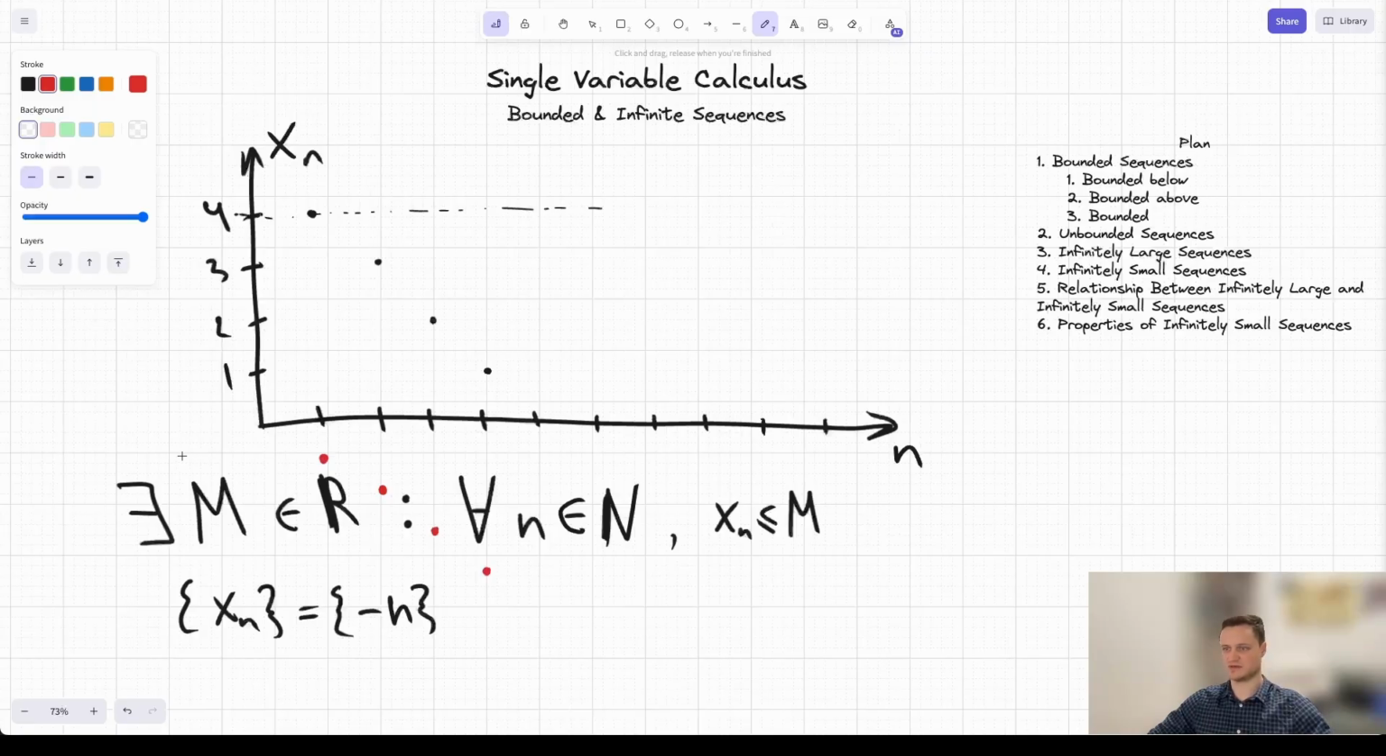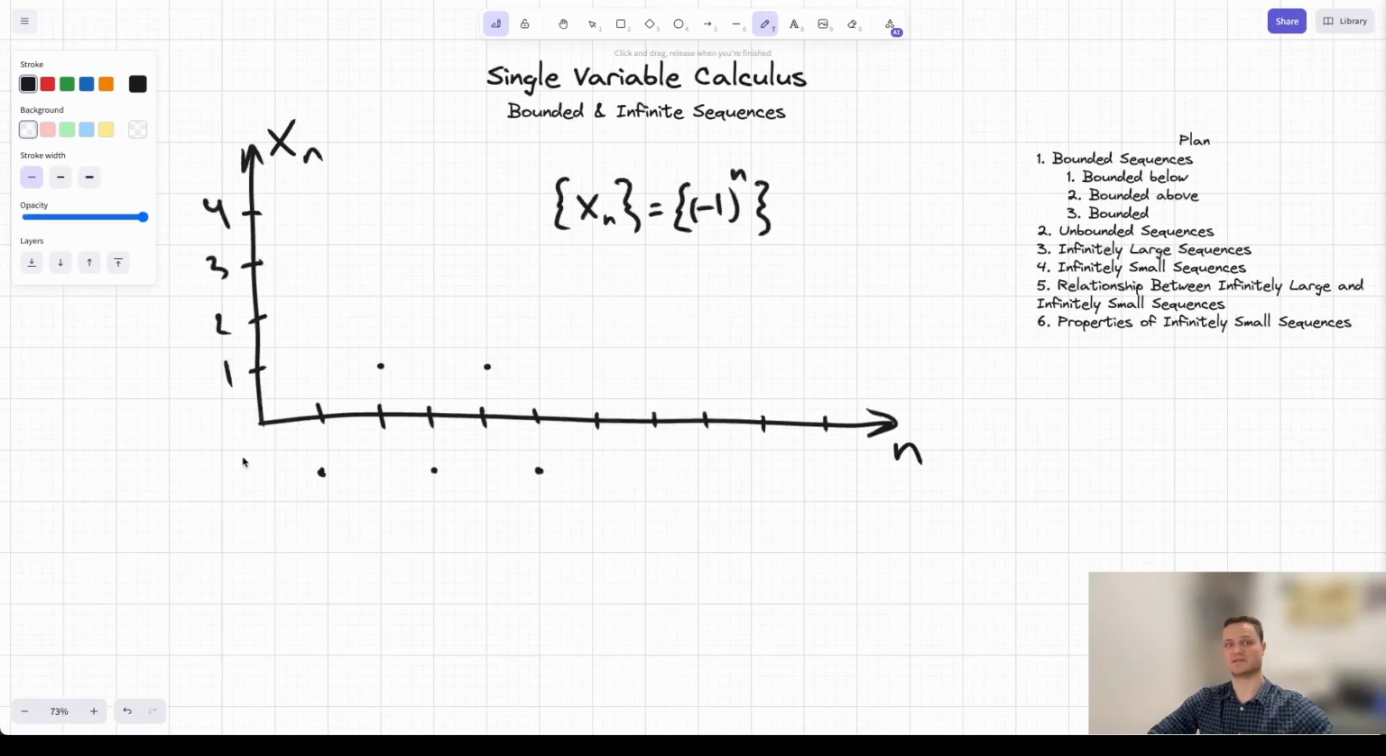And you can see that this is bounded above by -1. So this means that this sequence is bounded above. Finally, last but not least, a sequence is bounded if it is both bounded above and bounded below. This means that all terms of the sequence are trapped within a certain interval. Here is an example of such a sequence.